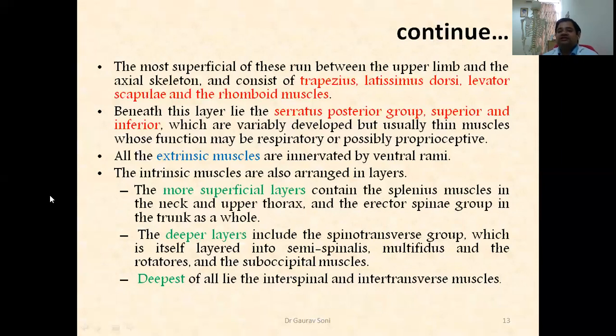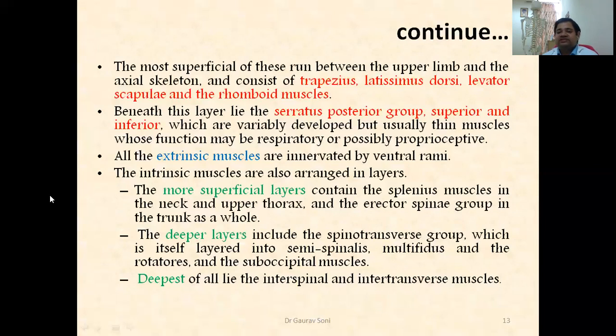Just below it, there is the medial layer or intermediate layer. There are two muscles, serratus posterior superior and inferior, which are variably developed but usually thin muscles which function as respiratory or possibly proprioceptive muscles. So these are going to help in the respiration process, especially in deep breathing. So all these two groups were the extrinsic muscles and were innervated by ventral rami of spinal nerves. Next comes the intrinsic group or true group. It itself is divided into three parts.